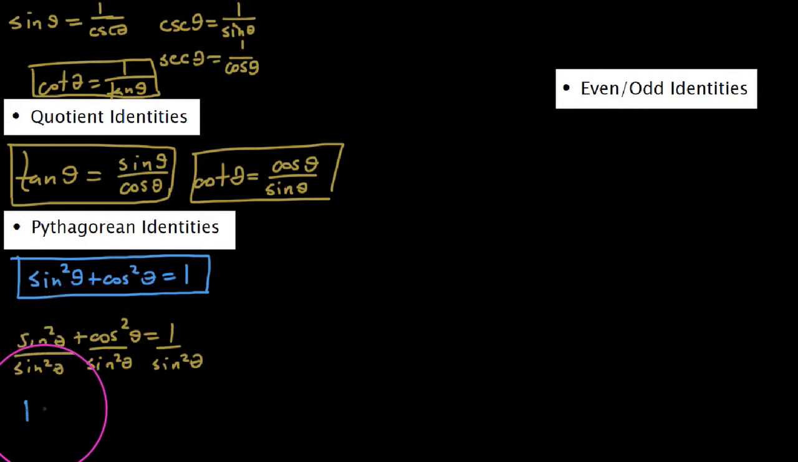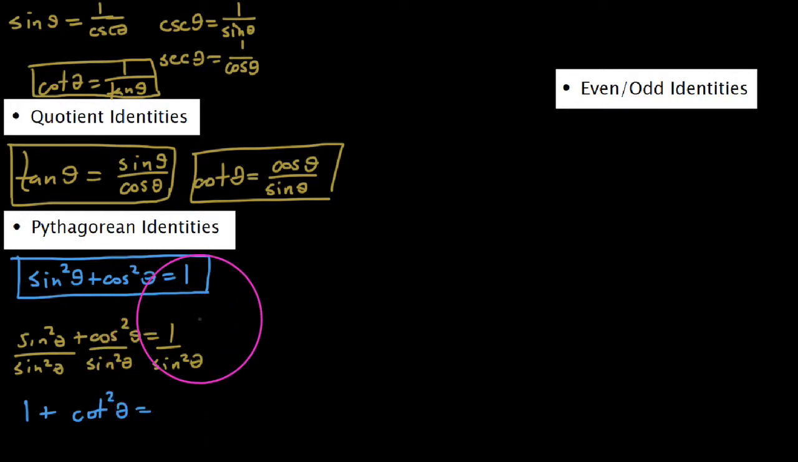Now what we know about cosine over sine is this. According to our quotient identities or ratio identities, cosine over sine is cotangent. So if we were to have cosine squared over sine squared like we do have here, this is essentially going to be a cotangent, but a cotangent squared. So we say 1 plus cotangent squared equals now 1 over sine squared.